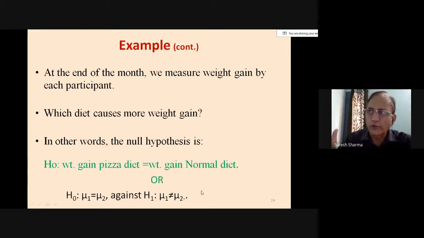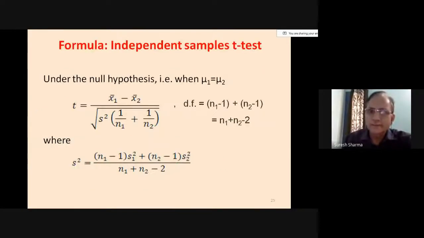One group is on pizza diet, another group is on normal diet. So two independent groups, which is why it is called independent t-test. For the independent t-test, this is the formula we use. We take a sample of the group which has consumed pizza diet, let's say n1 people. They will have n1 minus 1 degrees of freedom. And those who have consumed normal diet, n2 people, so the degrees of freedom will be n2 minus 1.